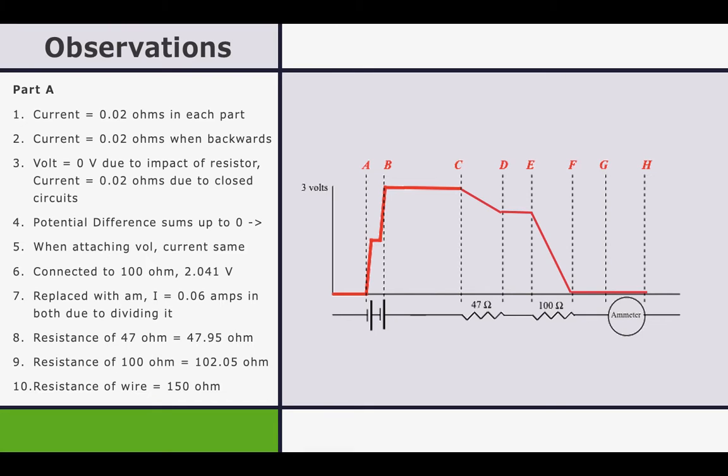The resistance of this is 47 ohms when calculated, and the resistance of 100 ohms is also calculated as 102.05 ohms. The resistance throughout the wire is calculated to be 150 ohms, and the resistance of just the other thing is 0. Of the ammeter, I'm sorry.